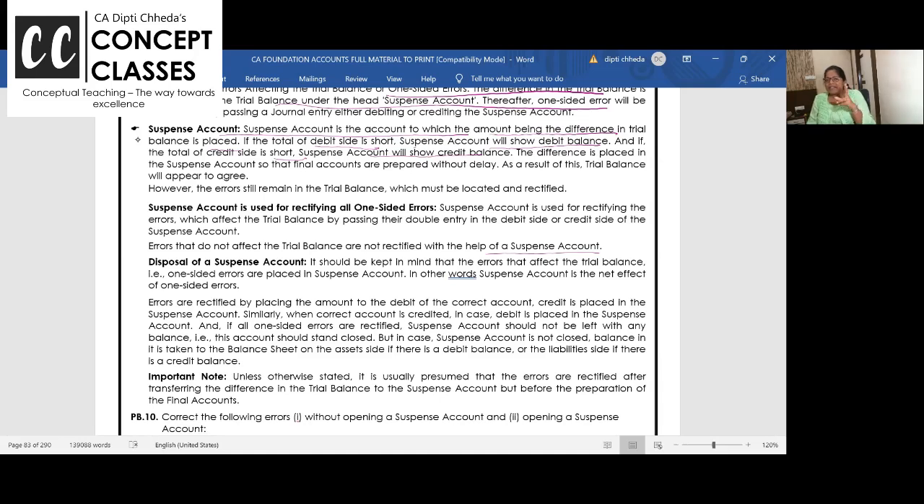Errors, one-sided errors will only be rectified through suspense account. Errors which don't affect the trial balance are not rectified with the suspense account. Furniture to cash, instead of that, purchase to cash. Is there going to be any difference in trial balance? No. This is a compensating entry. So an entry which does not affect trial balance is not rectified by suspense account.